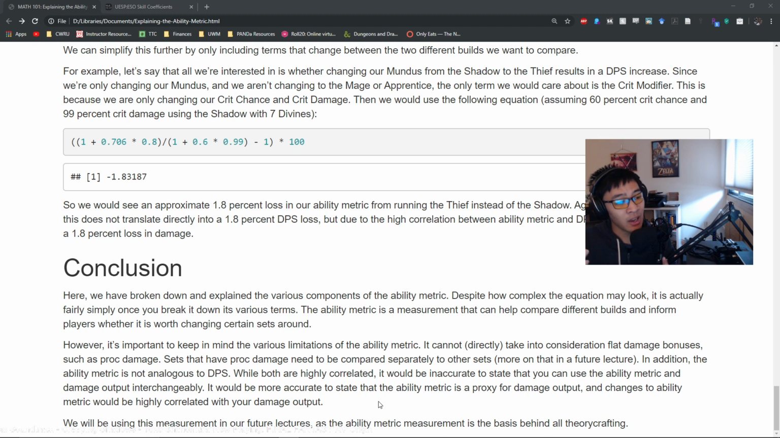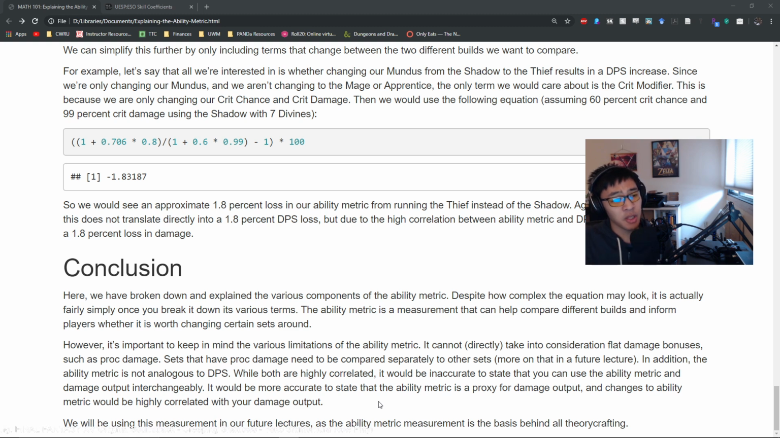So again, I reiterate here that it is important to keep in mind the limitations that we have with the ability metric. It cannot directly take into consideration flat damage bonuses like proc damage, so things like Reliquin and other sets like that. A little bit difficult to calculate for with the ability metric just because it doesn't take those into consideration. I will show you how you can actually use the ability metric and proc damage to figure it out. That's going to be in a separate lecture series.